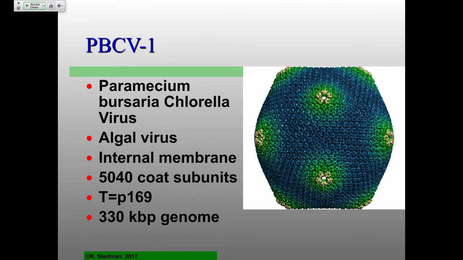We're getting bigger and bigger and bigger now. Paramecium bursaria chlorella virus is an algal virus. It has an internal membrane. It's a pseudo P169 arrangement of these capsid protein subunits. So still using exactly the same idea of hexameric subunits versus pentameric subunits, still just 12 pentamers and a whole bunch of hexamers in this case. And getting back to, I forget whose question it was, about bigger genomes, this one's 330,000 base pairs. So it's a pretty darn big genome.